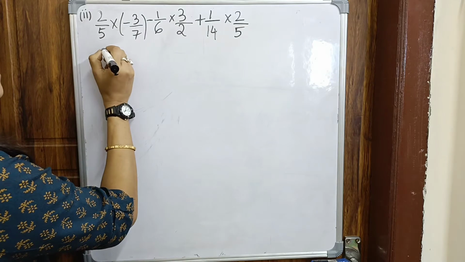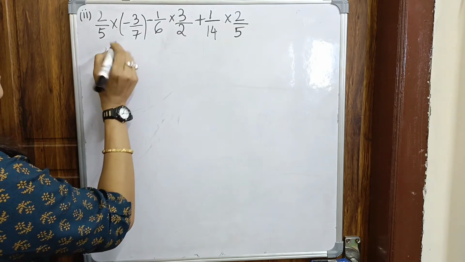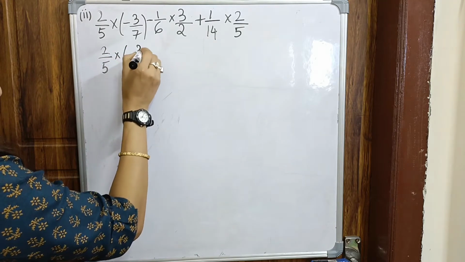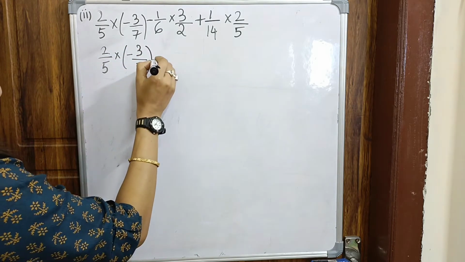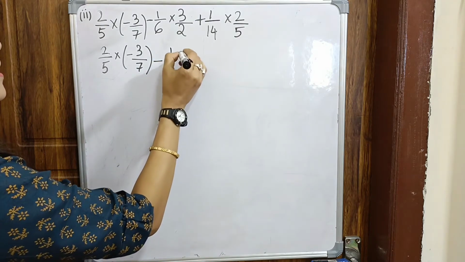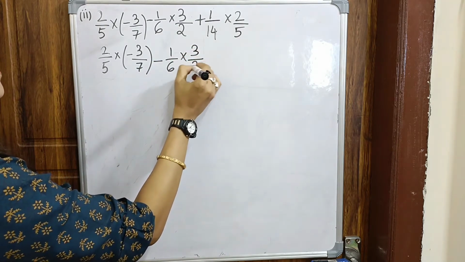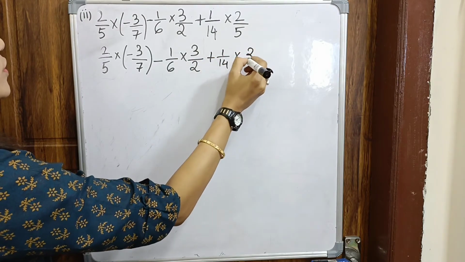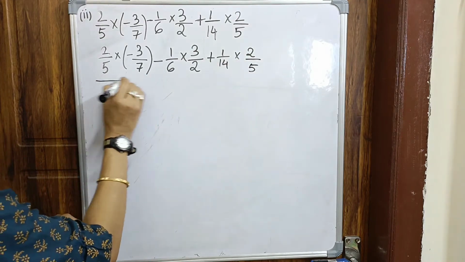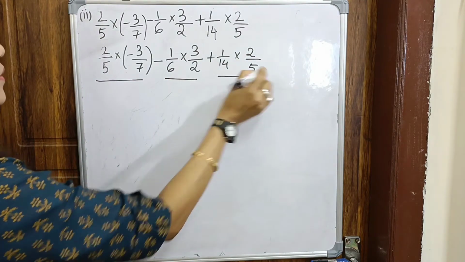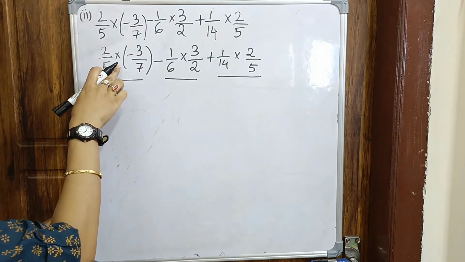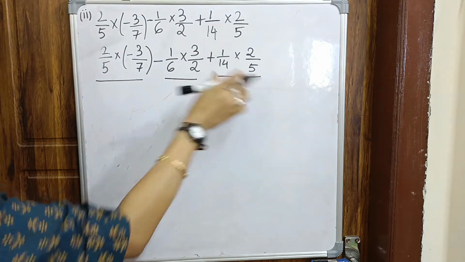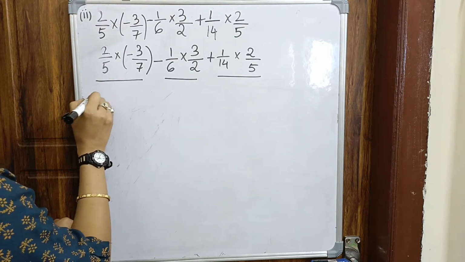So let us write 2 by 5 into minus 3 by 7 minus 1 by 6 into 3 by 2 plus 1 by 14 into 2 by 5. This is one number, this is one number and this is one number. Where the multiplication is in between two numbers, this is regarded as one number, this is one number and this is another. So let us do this one.